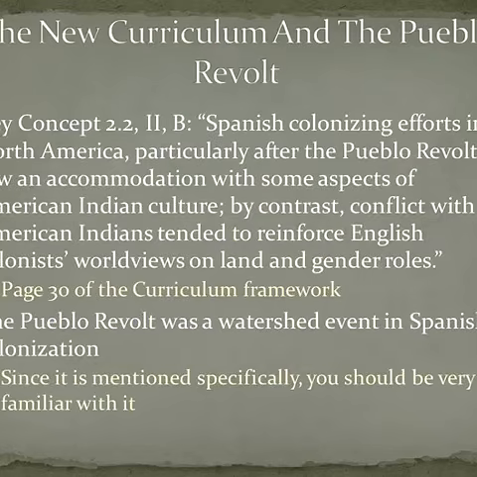So let's get going. All right, key concept 2.2, Roman numeral 2, letter B, states Spanish colonization efforts in North America, particularly after the Pueblo Revolt, saw an accommodation with some aspects of American Indian culture. By contrast, conflict with American Indians tended to reinforce English colonists' worldviews on land and gender roles. And this is from page 30 of the curriculum framework.